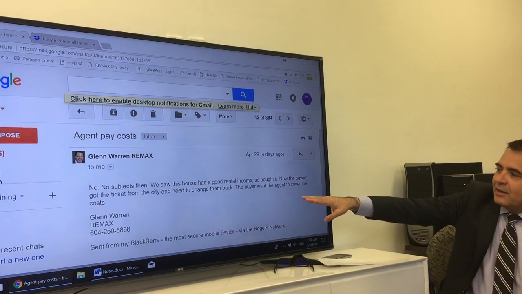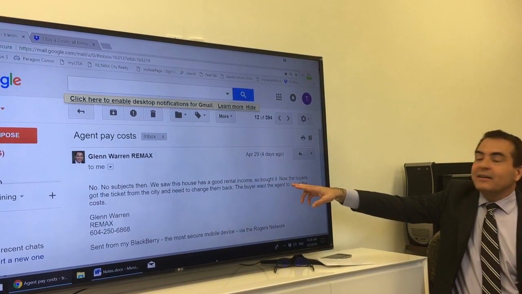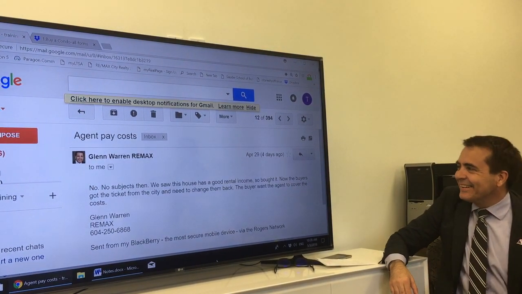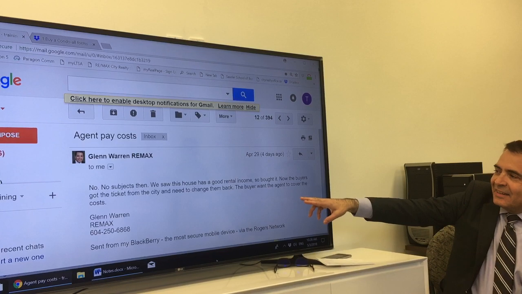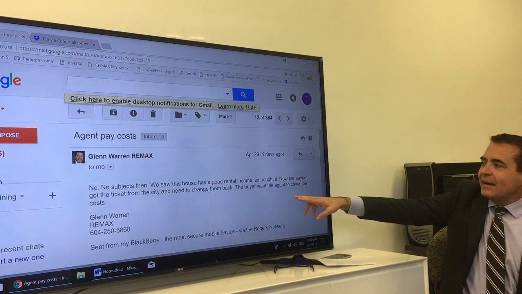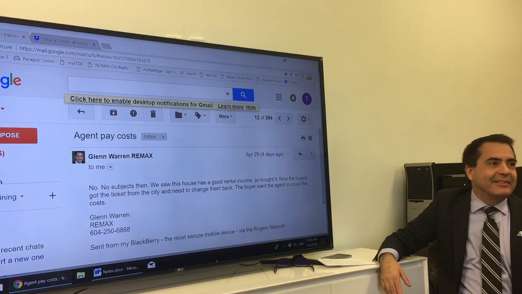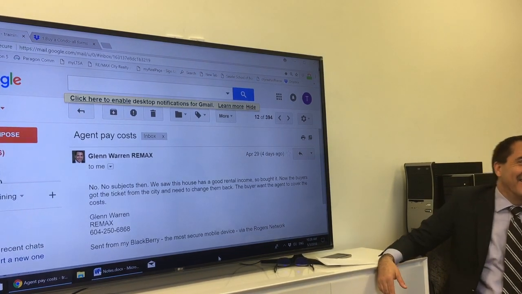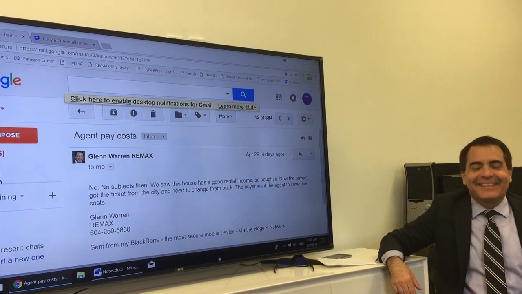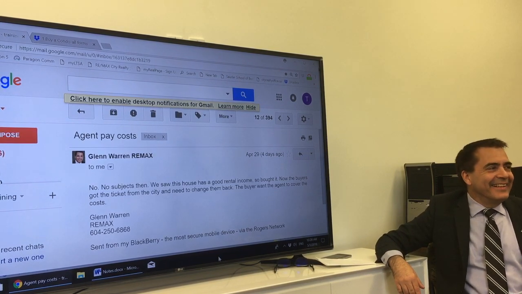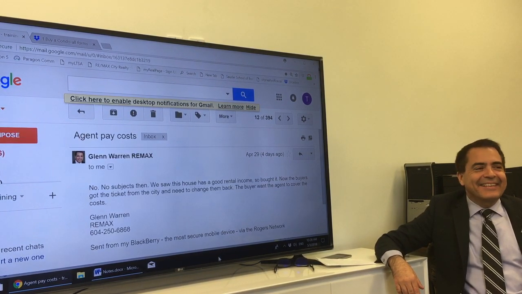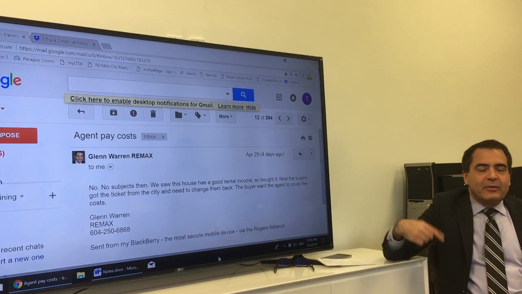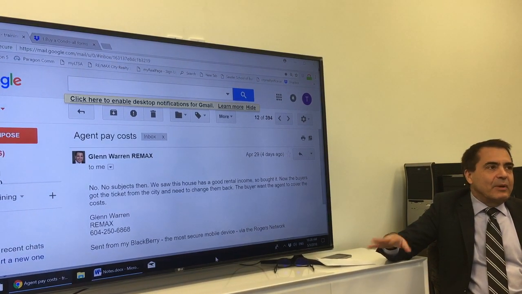So she wrote, no subject then, we saw this house, has a good rental income. Why did it have a good rental income? 3 suites, right? So we bought it. Now the buyer's got a ticket from the city and needs to change it back. The buyers want the agent to cover the cost. Wow. The $2,000 commission to cover the cost? Oh, yes. Yikes. Right? So, when you write an offer, what are the basic things you should get when you write an offer?